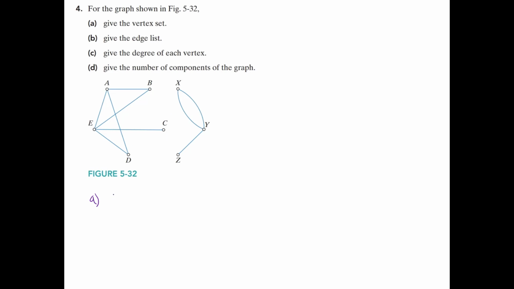And so then the vertices are just, in no particular order, the letters that are there: A, B, E, C, D, X, Y, and Z. Notice that this graph is not connected. You have two different components. You have this part of the graph over here and this part of the graph over here. That's totally allowed. It is a graph.